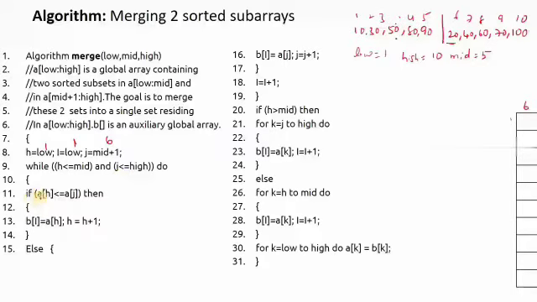So we'll say this: if A of h is less than A of J, that means h is 1. So what is A of h? A of 1 is 10. 10 is less than A of J, A of 6. 10 is less than 20. Now the first condition is 10 is less than 20. If it is true, what you are doing, h equals h plus 1.